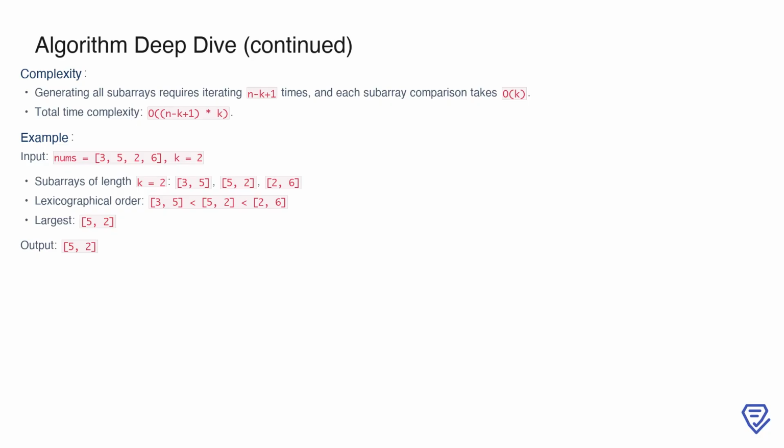Let's consider an example to better understand this approach. Suppose the input array is 3, 5, 2, 6, and k is 2. The possible subarrays of length 2 are [3, 5], [5, 2], and [2, 6]. Comparing them lexicographically, [3, 5] is smaller than [5, 2], and [2, 6] is smaller than [5, 2]. Therefore, the largest subarray is [5, 2], which becomes our output. This example illustrates the concept but also highlights the inefficiency of generating and comparing all subarrays.